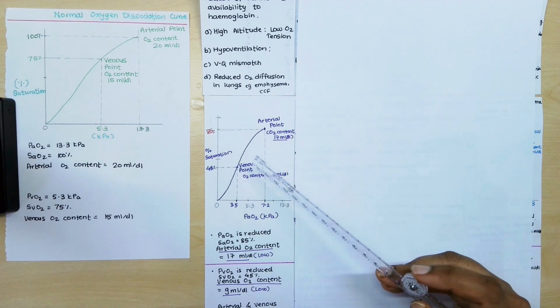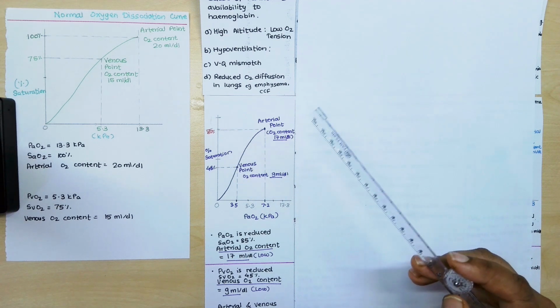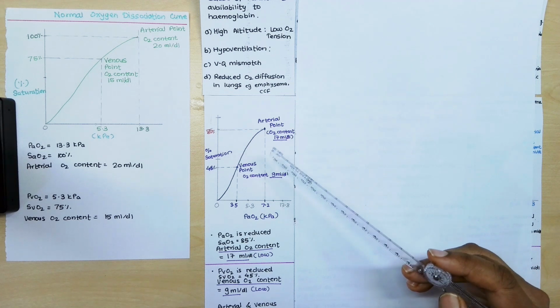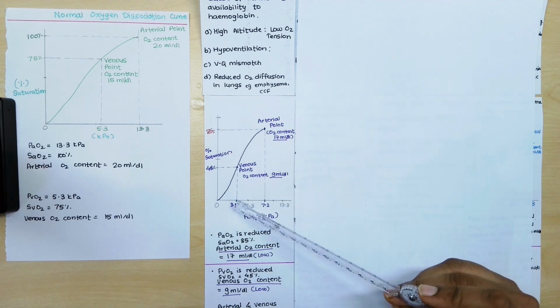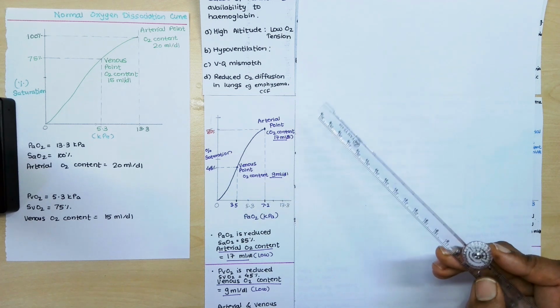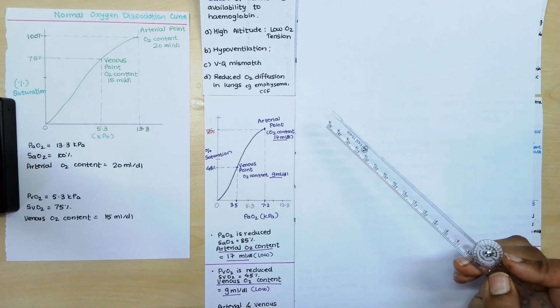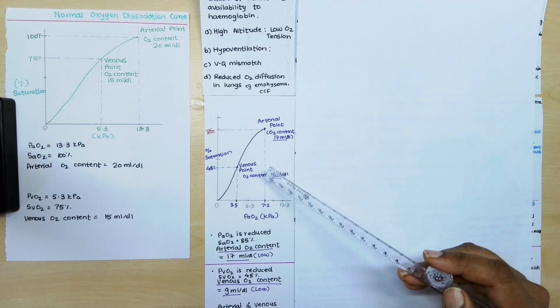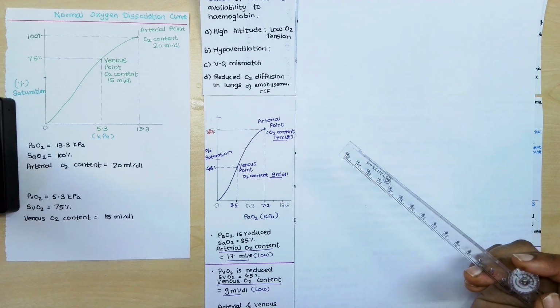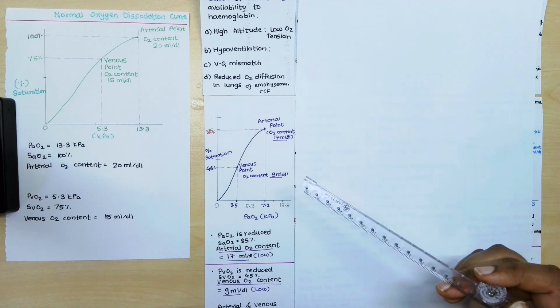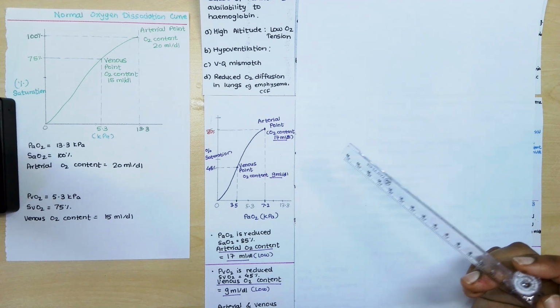The venous point also shifts downwards. The partial pressure of oxygen of the venous blood is reduced to 3.5 kilopascal. The saturation of venous blood is reduced to 45%, and the venous oxygen content is 9 ml per deciliter. So there is arterial and venous desaturation.